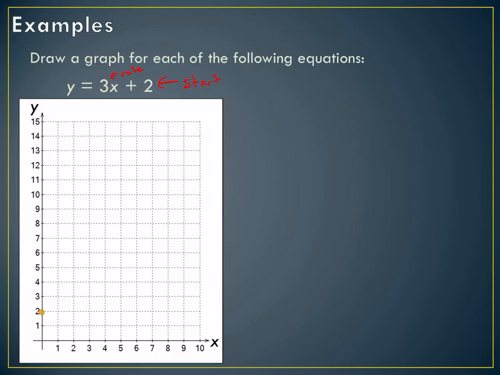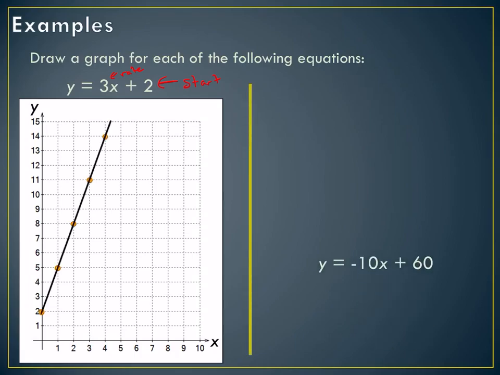So when I go to graph, I'm going to need a scale on my graph first. Here we'll just go by ones in this particular situation. Where does it start? It starts at 2. And it's going up by 3 each time because 3 is the rate. I'll draw a line through there with my ruler.